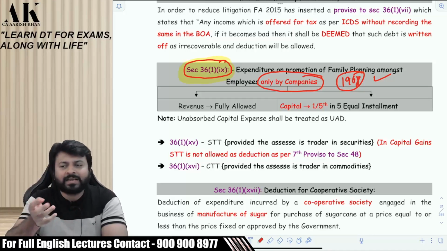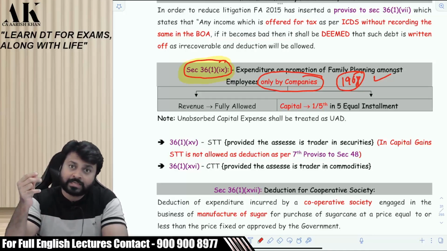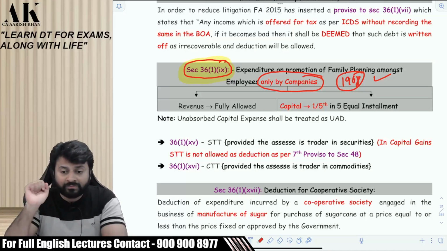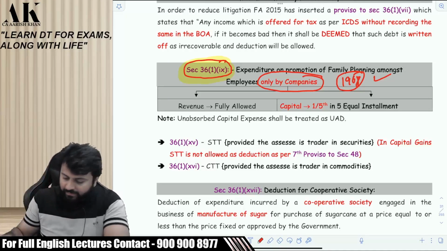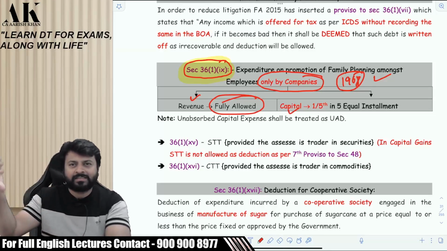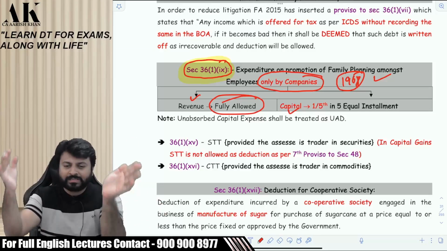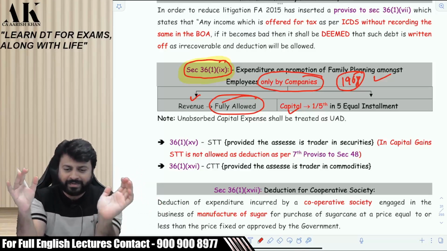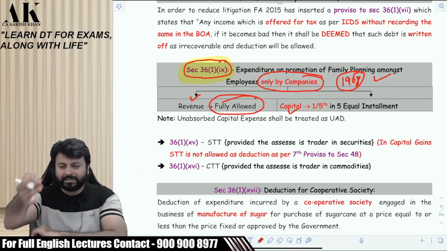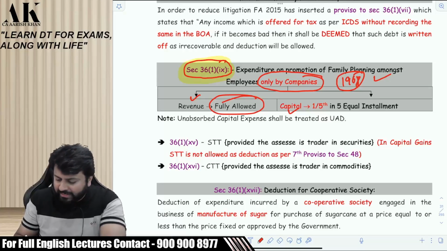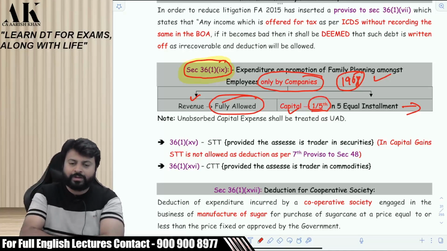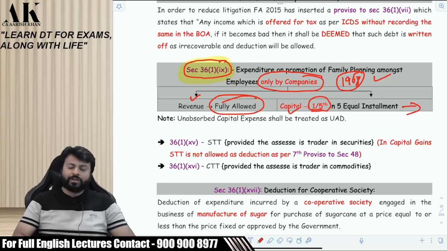So the companies ask that we will give seminars and all. But if expenditure is incurred for that seminar, will you give the deduction? The government said yes, we will give you. If you make a revenue expense, then fully allowed. And if you make a capital expenditure, say you purchase some AC, you purchase the building, you purchase some mic, projector, etc. to do that seminar, then it will be allowed 1/5 in 5 installments. It will not be allowed in one shot. Is it clear?